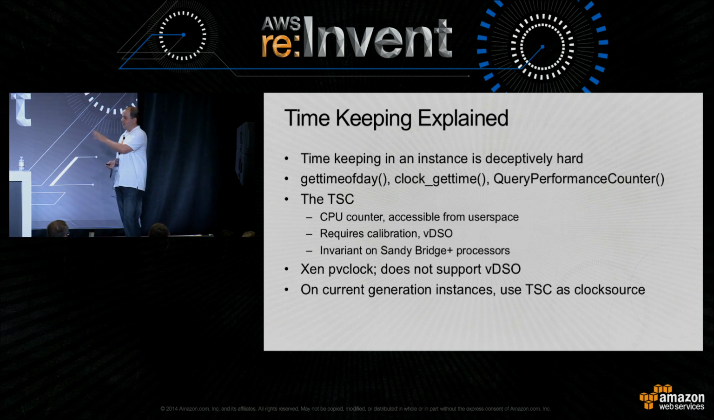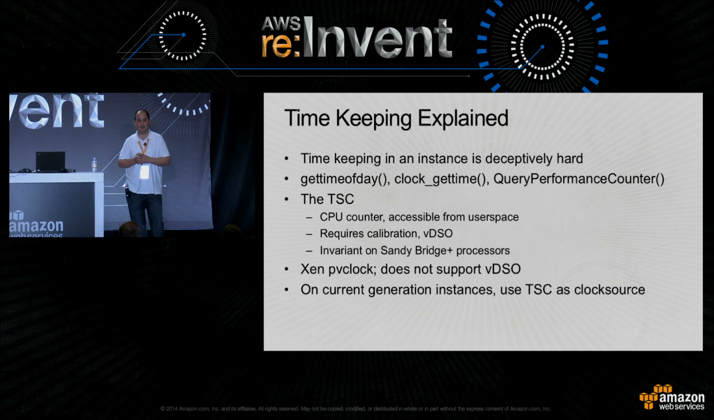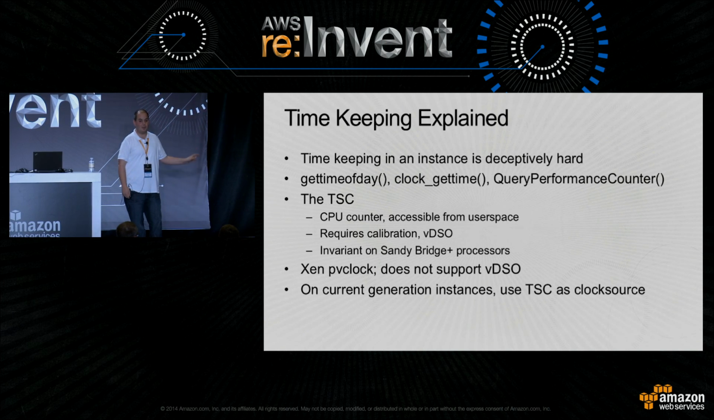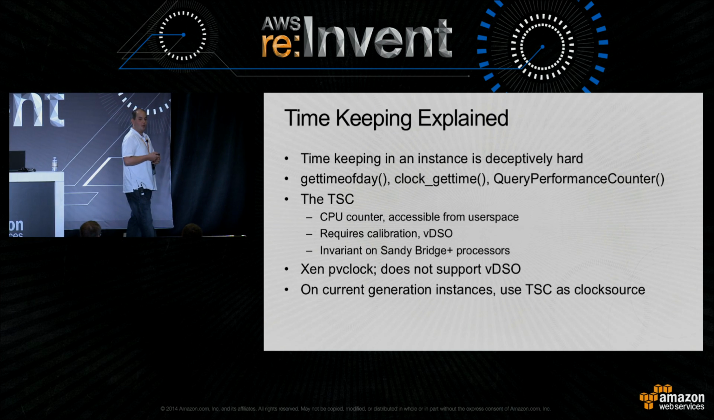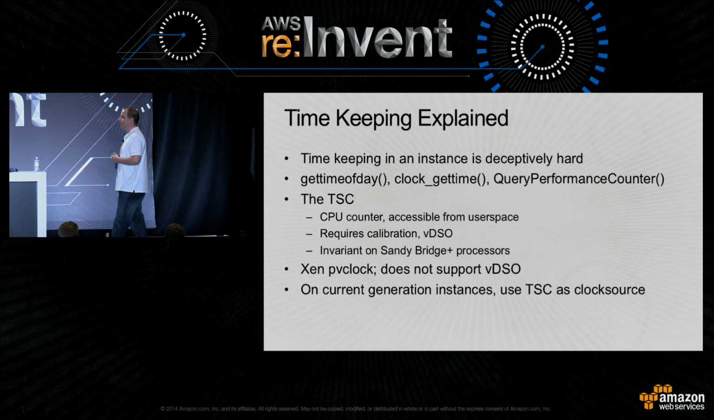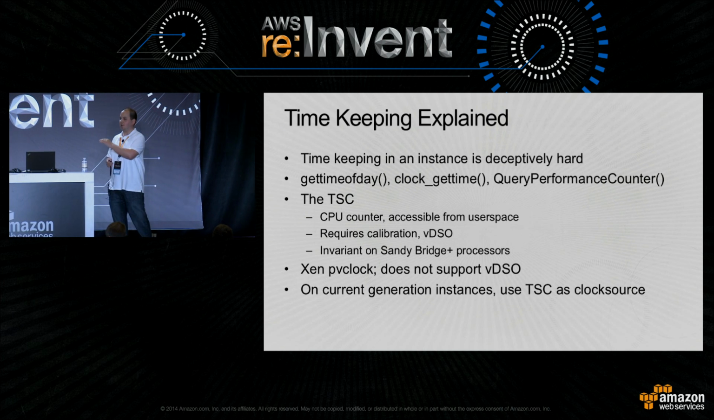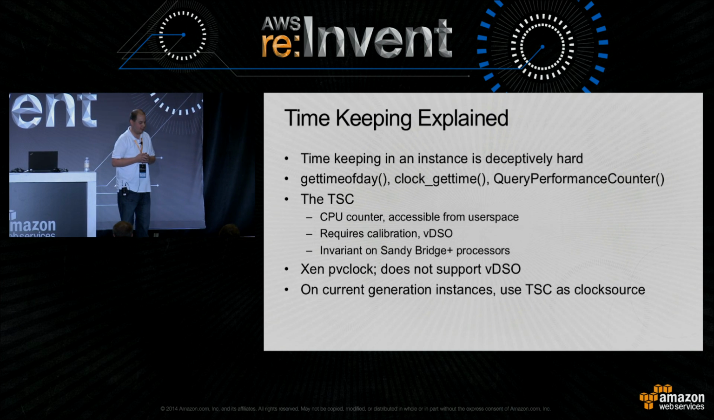Now, there's a really good reason why the Xen PV clock is the default clock source. It's because that's the thing that gives you the best compatibility across a whole wide range of hardware. But when you're running on EC2, we have very well-defined hardware, and our hardware is always going to be compatible with the TSC if you're on a current generation platform, at least.